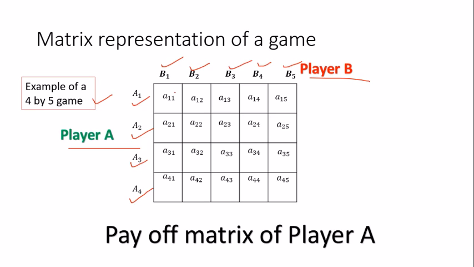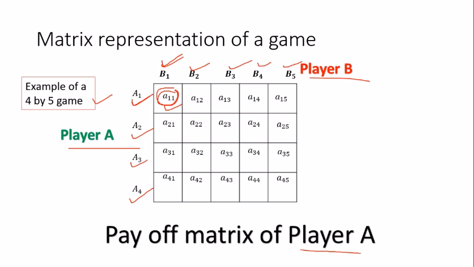And then what else is given to us? Payoffs. Just now I explained the meaning of payoff: with each strategy there is an associated payoff. This number A11 denotes the amount of money which A is going to get if A plays strategy A1 and B plays strategy B1. So there is a payoff involved, A11. Remember, the payoff matrix of player A is always given. You are never given the payoff matrix of player B; you are always given the payoff matrix of one of the players.